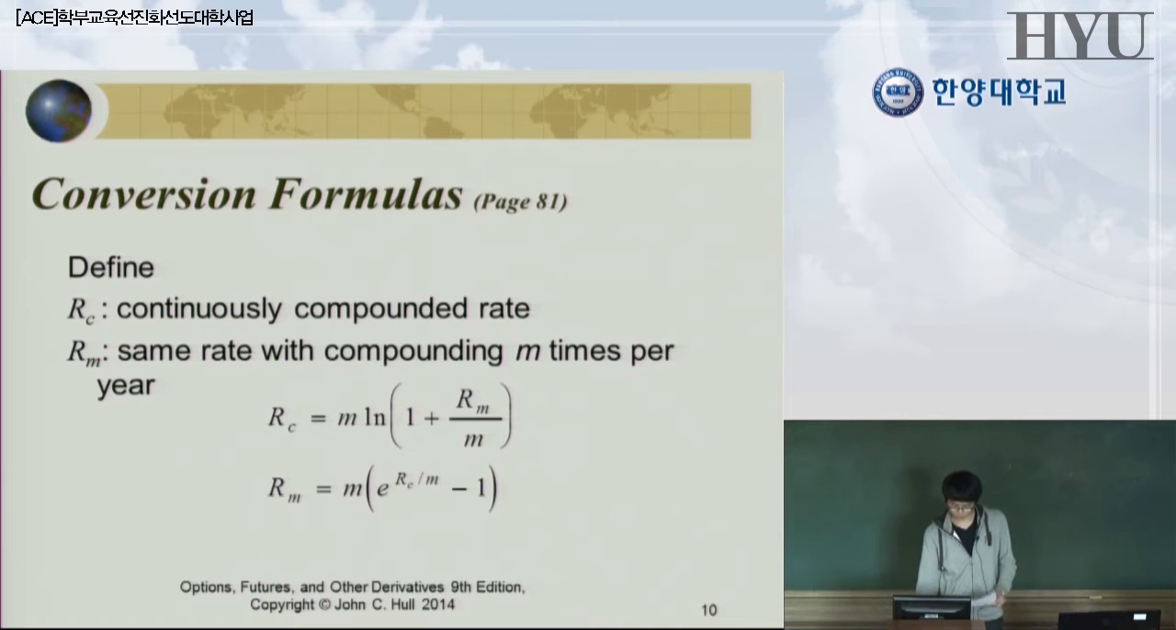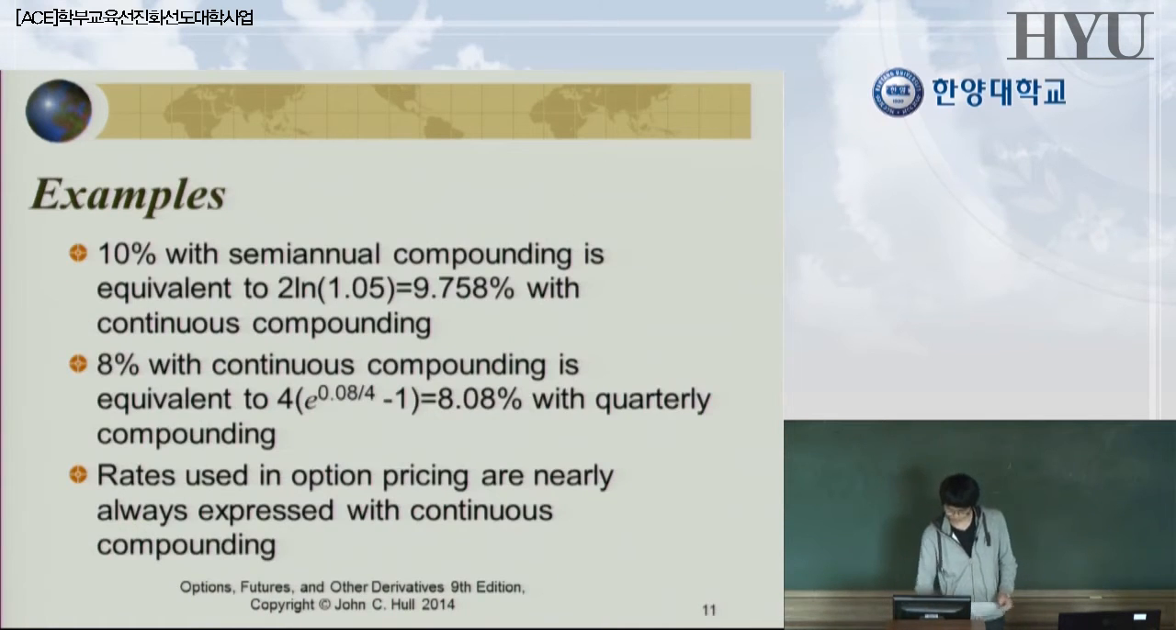This is the formula for continuous compounding. Yes, I'm going to skip this slide. So the example shows that the number of compounding is getting bigger, the value is also getting higher.